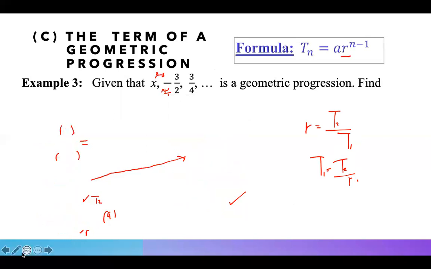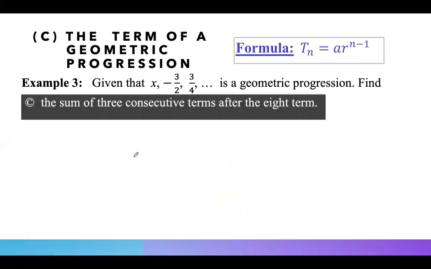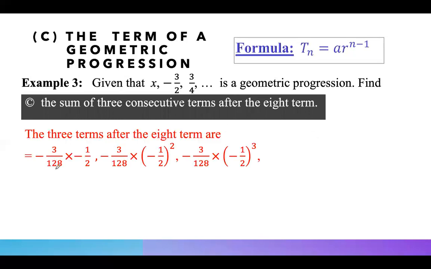Okay, so let me clear off. Okay, next. The sum of the three consecutive terms after the eighth term. So the eighth term, just now, is negative 3 over 128. So we want to find the three consecutive terms. So we multiply by our r. r is negative half. So the first term you multiply by negative half.